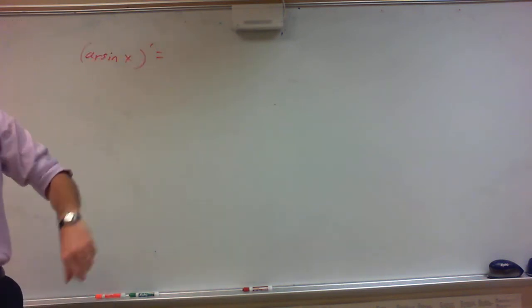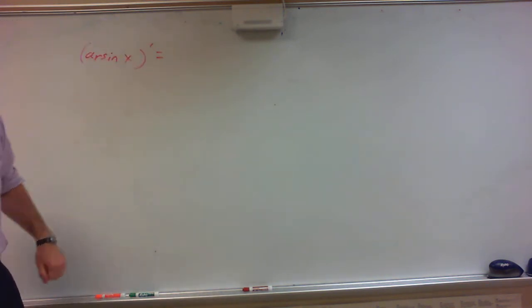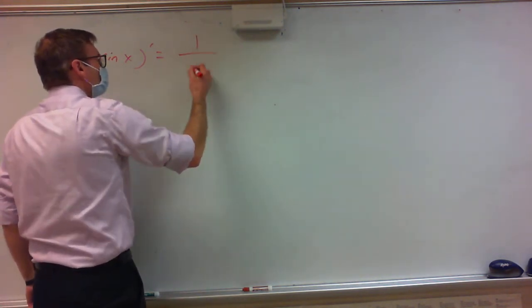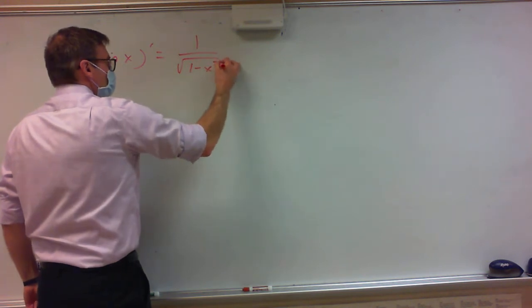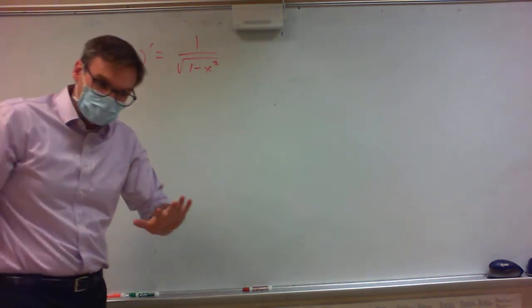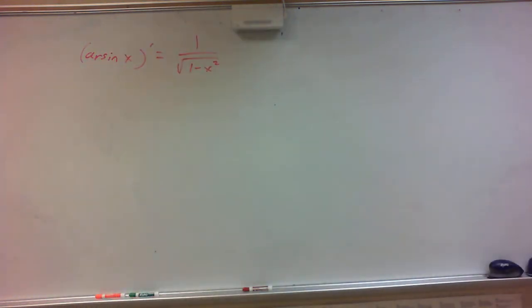Now for this, it's easy. If I take the derivative of arc sine x, that's an easy one. That's going to be 1 over the square root of 1 minus x squared. Is everybody okay with that? That's not the tricky part.